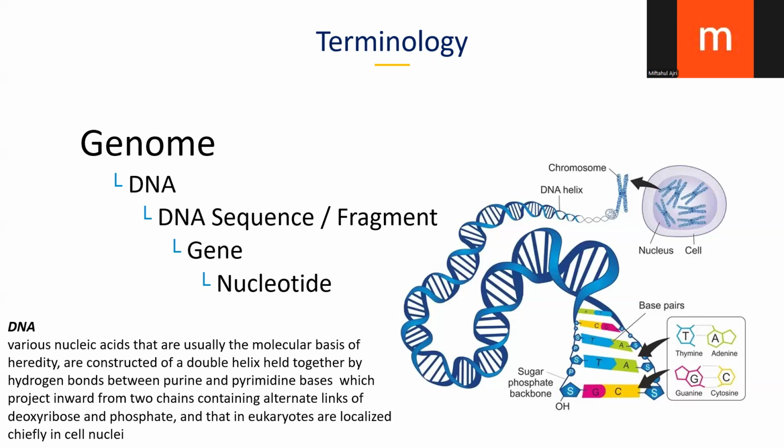Okay, so DNA is a nucleic acid that is usually the molecular basis of heredity, and it is constructed of a double helix. You can see in the picture, the DNA is a double helix held together by hydrogen bonds between purine and pyrimidine bases, A, T, G, C.